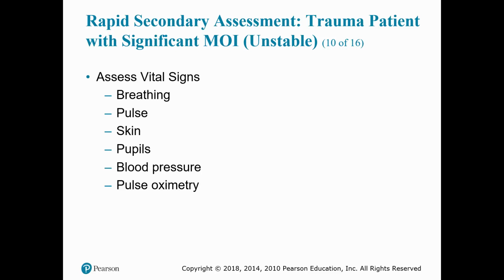Pulse oximetry can be applied to determine if the patient's oxygenating adequately or not. Any SpO2 reading less than 94% should heighten your suspicion that the patient is going into shock. You must also look for other evidence and a cause for the hypoxia.